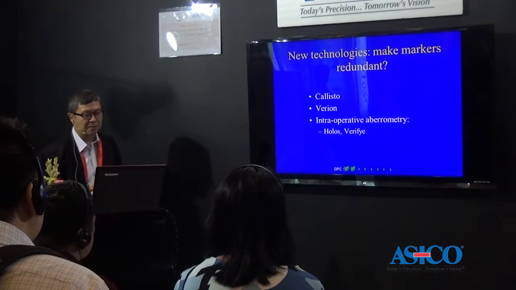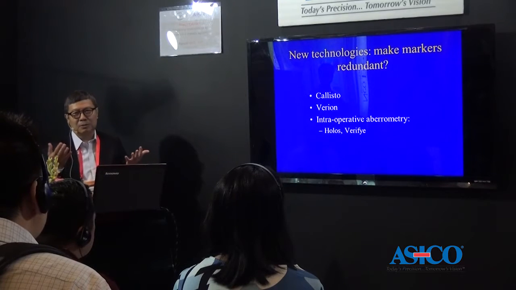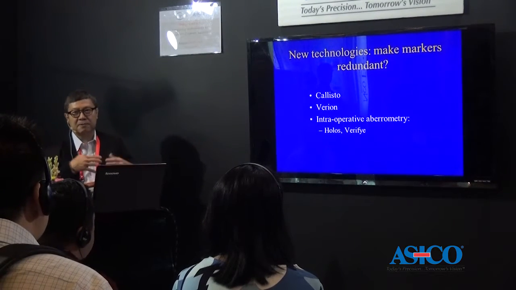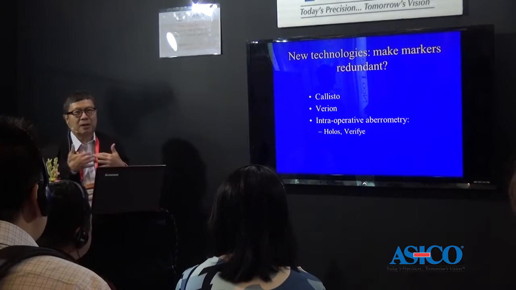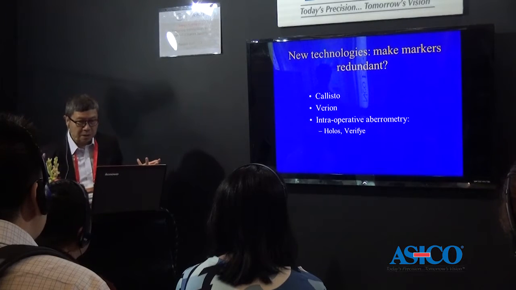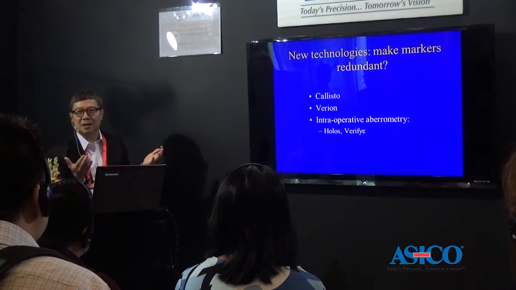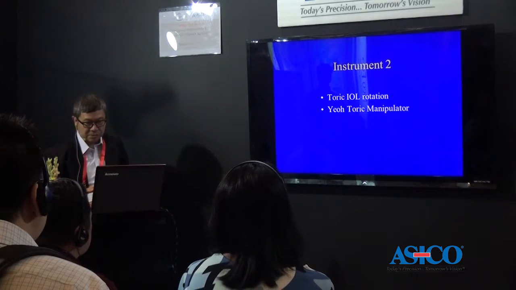It's simple and really fairly affordable. But what about these new technologies? You've heard about Callisto, you've heard about Varion, you've heard today about Holos and Verify. All these expensive technologies. I don't have this technology in every hospital I work in, and so many times I still go back to simple manual marking of the eye, and that's where the simple toric gauge, I think, is very, very useful.